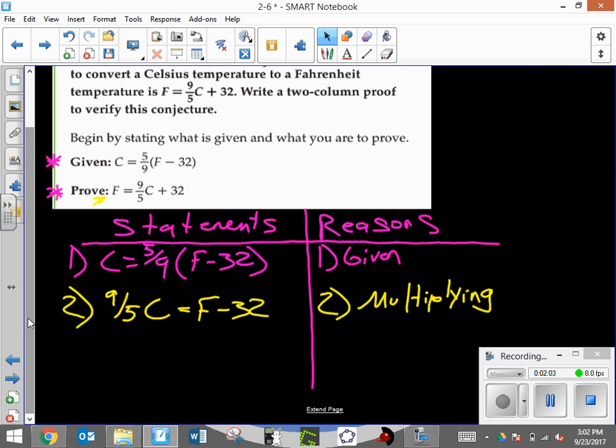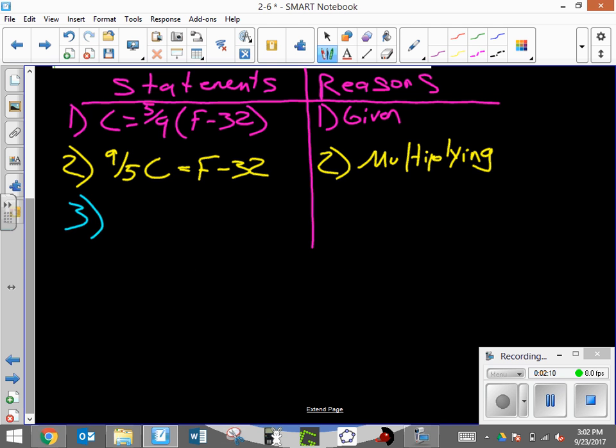And then really I only have one more step on this one. My step 3, to get F by itself, I would have to add 32 to both sides. So I would have then 9/5 C plus 32 equals F. Step 3, I added to both sides.